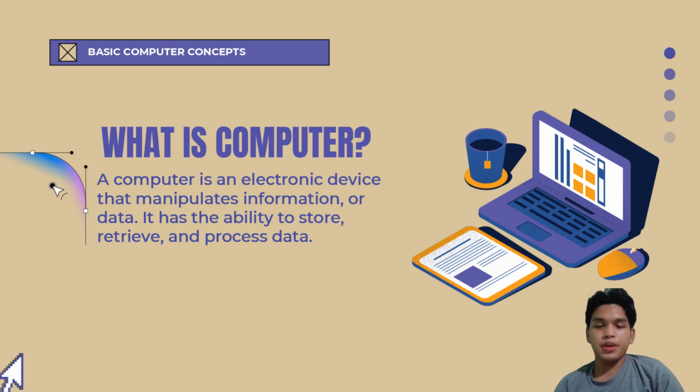So let's start with a big question. What exactly is a computer? A computer is an electronic device that manipulates information or data. It has the ability to store, retrieve, and process data. Imagine it as a super smart assistant that can handle information for you. It is fast, accurate, and tireless.